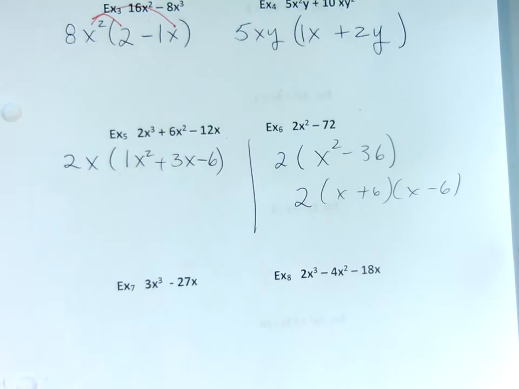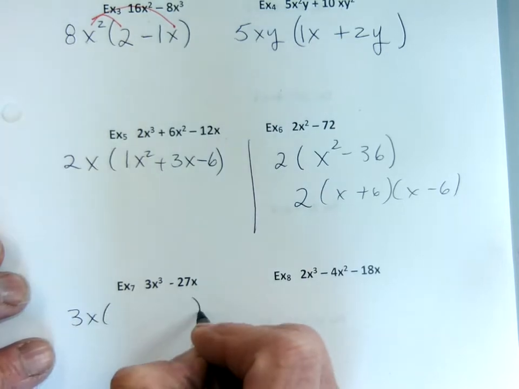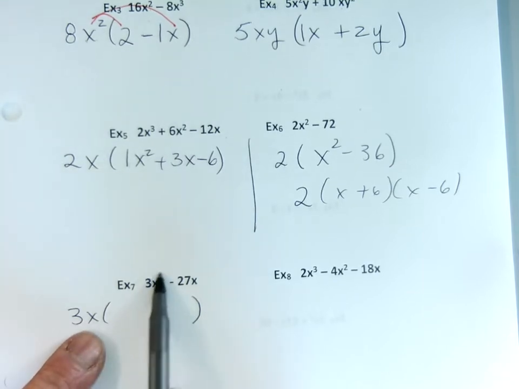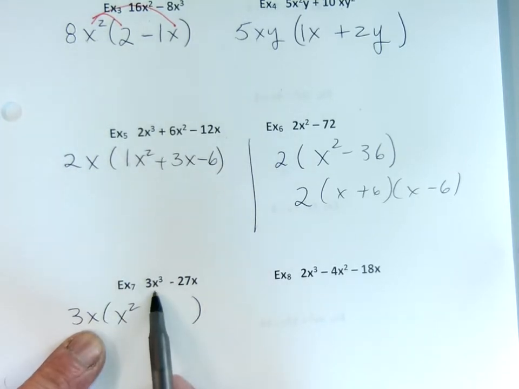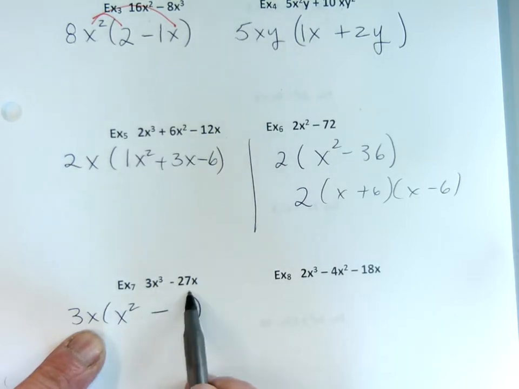7. What do they have in common? 3. 3 and what else? Yes, they have a 3 and an x in common. You guys agree with that? Yes. 3 divides into both. They both have at least an x in common. If I take a 3x out of the first term, what am I left with? X squared? Or a 1x squared. You can put the 1 if you want to. Minus a 9, right?